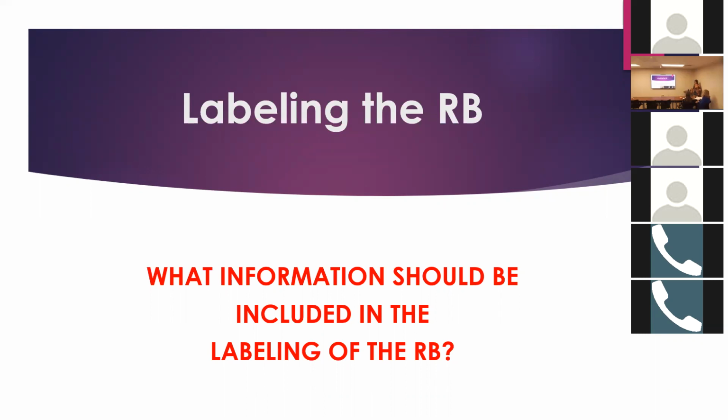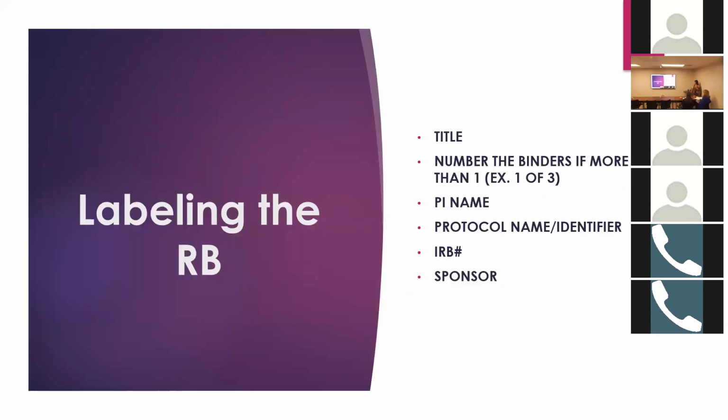Sections. So some of the main things you really need, like we just said, are the title, number of binders if there's more than one, the PI name, and the protocol name or identifier. It might be the whole protocol name, or it could just be the protocol number. Your IRB number is sometimes a good thing to put on there. And if you do have a sponsor, put that information on there, or a CRO, whoever is responsible for sponsoring that particular trial.